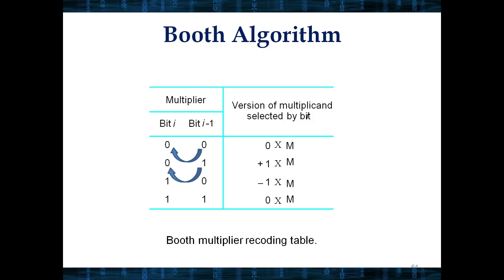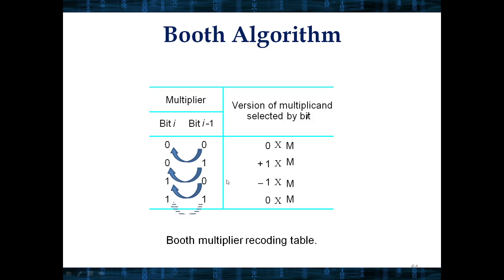In the next case, if bit i minus 1 is 1 and bit i is 0, it is moving from 1 to 0. The bit value is 1 to 0. Then we need to consider the multiplicand as it is. The version of multiplicand will be plus 1 into m, that is nothing but the multiplicand itself. Then if the bit value is 0 to 1, we need to consider the version of multiplicand as minus 1 into m. Minus 1 into m means you need to take the 2's complement of the multiplicand value.